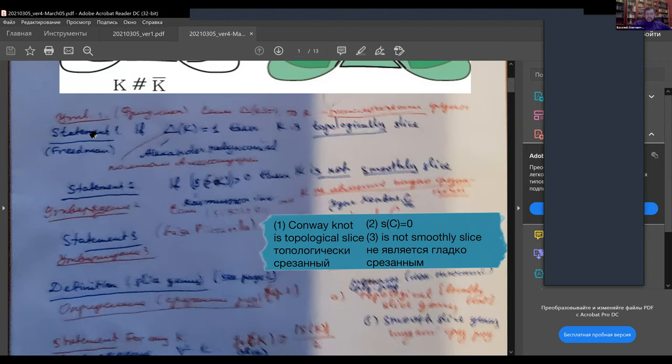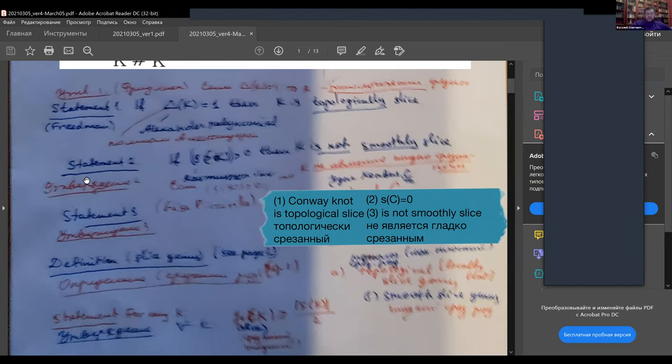One more statement is that there is such an invariant called the Rasmussen invariant. You can read about that in my book. And the Rasmussen invariant is an obstruction for sliceness. Actually, if its absolute value is greater than zero, then the knot is not smoothly slice.